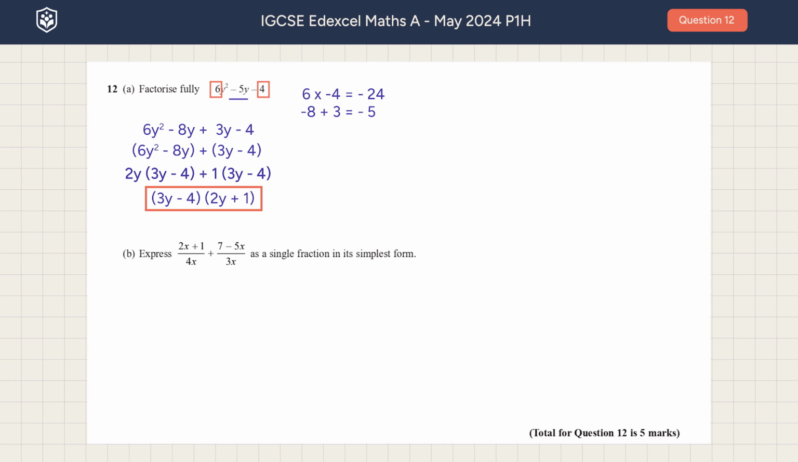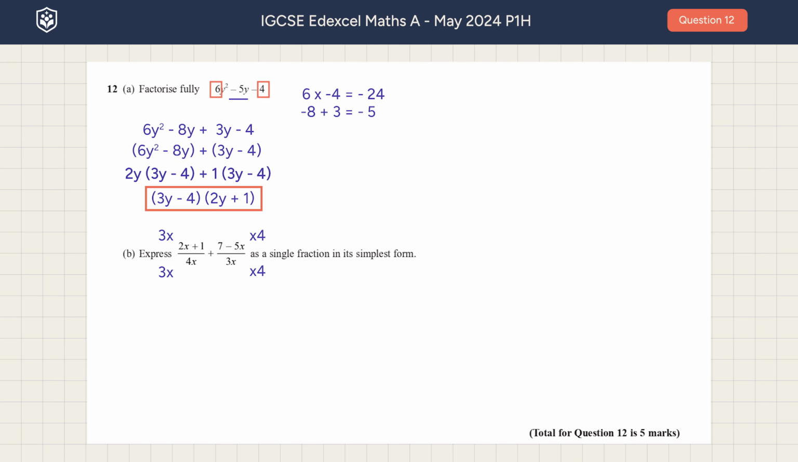Remember, whenever we are adding or subtracting fractions with different denominators, we need to make the denominators equal. 4x is the denominator of the first fraction, and 3x is the denominator of the second fraction. So we can multiply them together to make 12x. Since we changed the denominator, we now have to change the numerator as well.